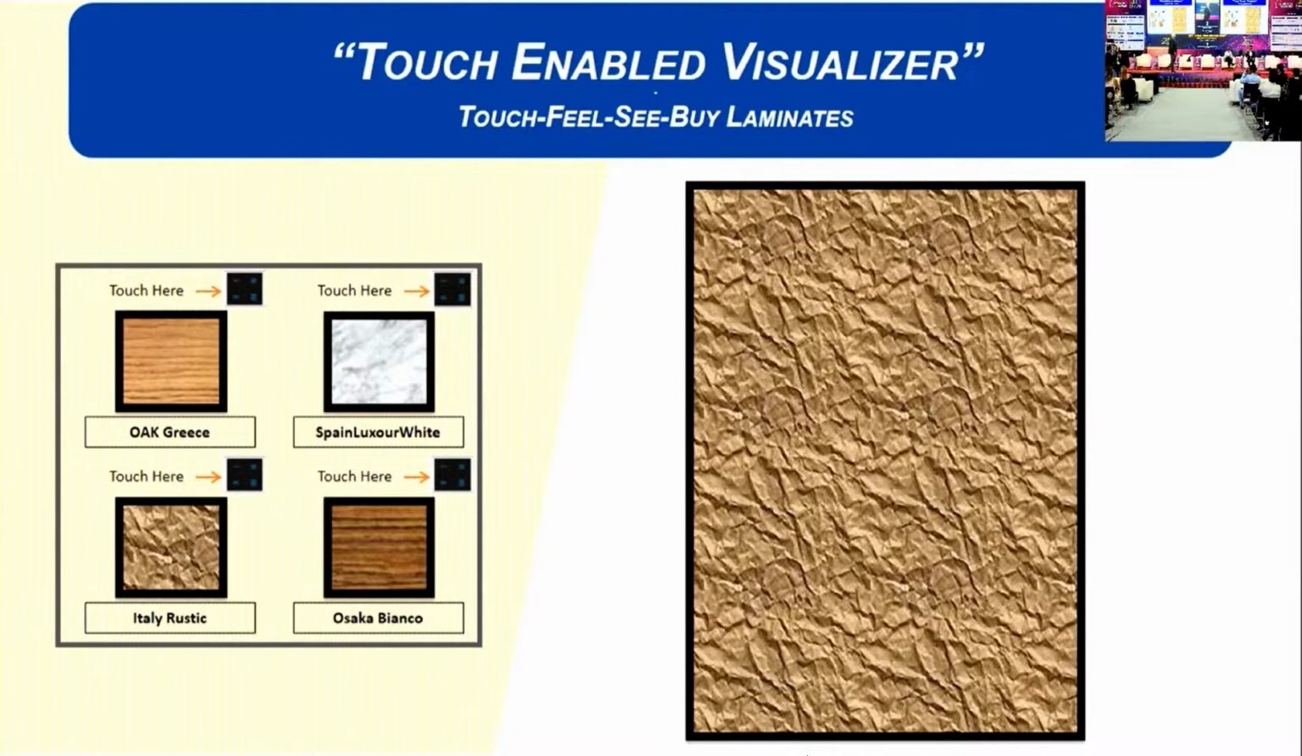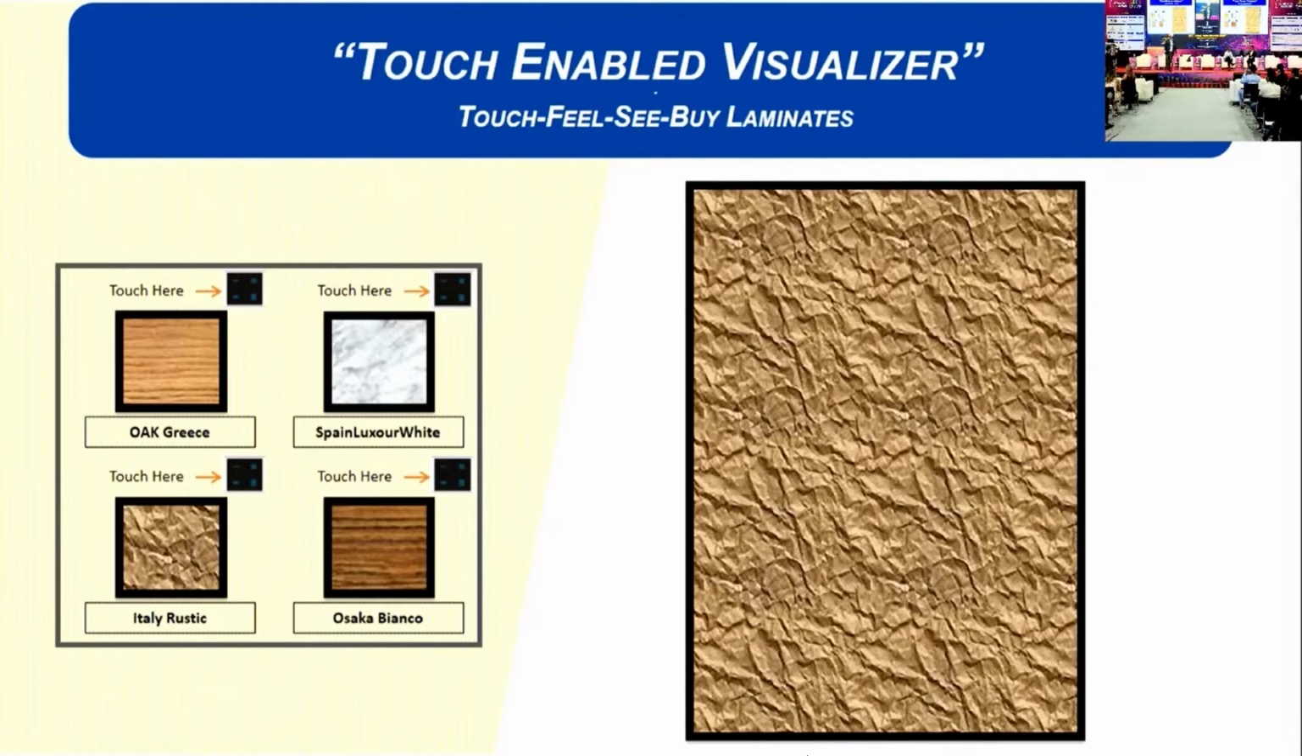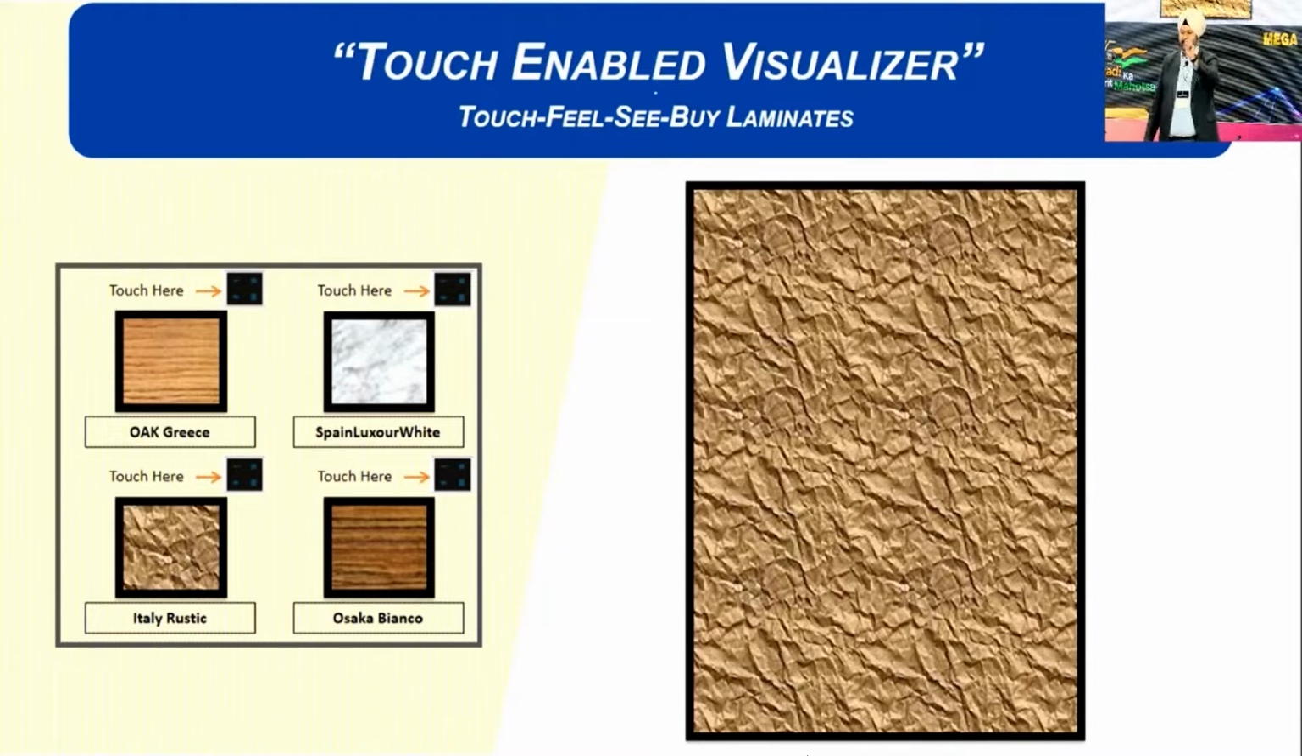I have also put through certain use cases. Now these use cases are picked up only for AI and IoT, which we've been involved with, with these customers, and we've implemented these use cases. This is an amazing use case of how we are doing a touch-enabled visualizer for selling what? For selling laminates. Laminates is that thin wood which you put on your doors to make it look amazing.